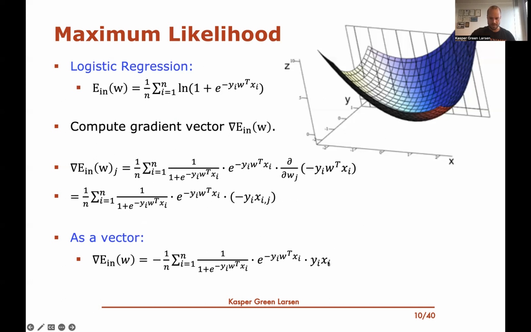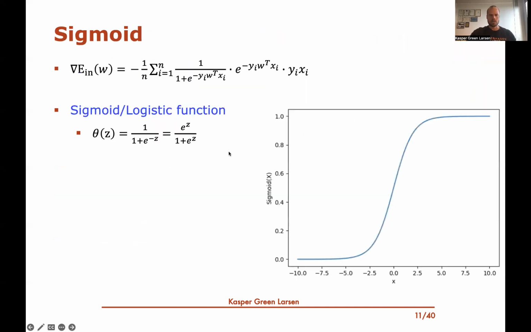The only thing that's a vector here at the end of it is xi. Yi is a number. This inner product is a number. This is a number. So everything else is a number. Okay, so this is the gradient vector. Let's try to see if we can simplify it a little bit by recalling the sigmoid or logistic function that we already introduced. So the sigmoid function again, right, is this expression here.